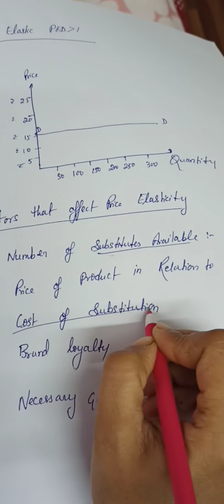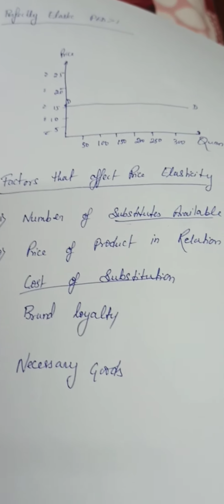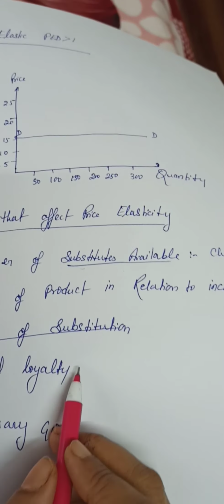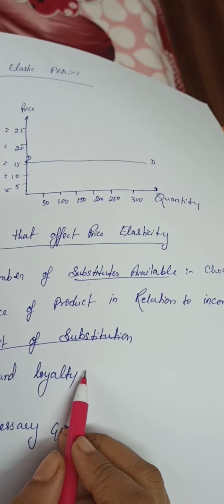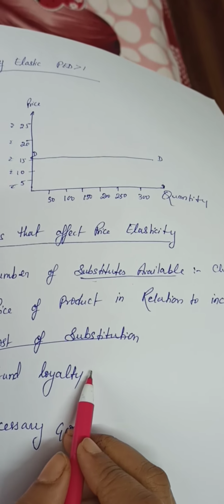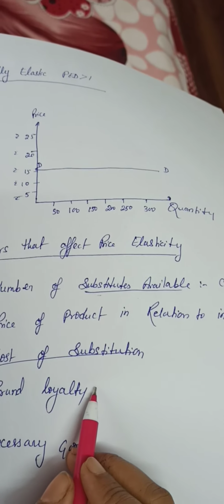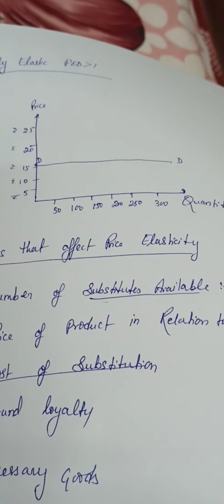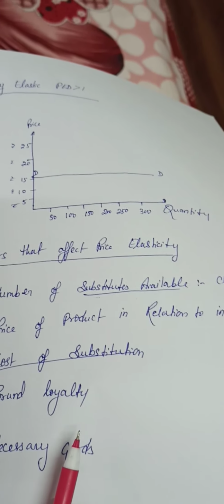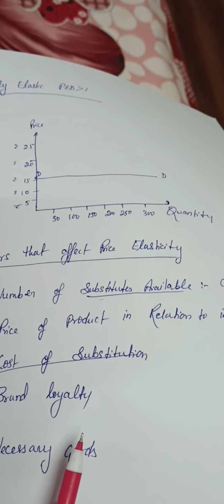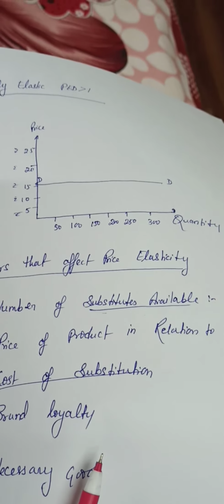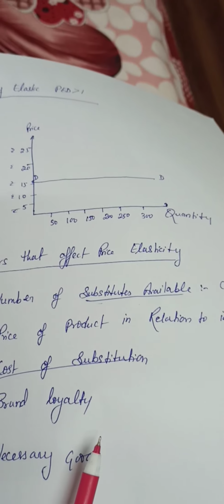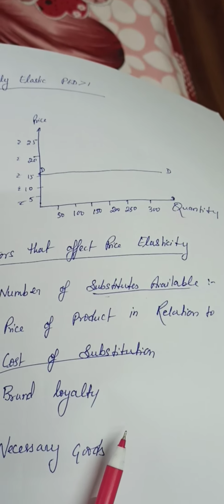Now, cost of substitution. In some cases, the cost of changing from one brand to another may be quite high. For instance, if a certain cable service has a lock-in period or deposit, then an existing consumer cannot change to another service, although inexpensive, without losing the deposit. Hence, the demand becomes inelastic.